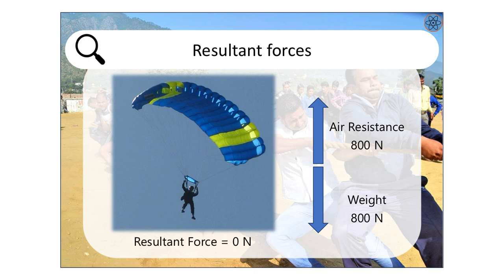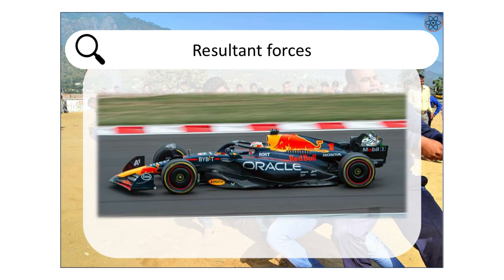In this case, because they are in the opposite direction, the forces count against each other. They would cancel out, so the resultant force would be 0 newtons. That means our parachutist is falling to the ground at a constant velocity. There is no overall resultant force acting on the object, therefore it does not accelerate or decelerate. Constant speed.